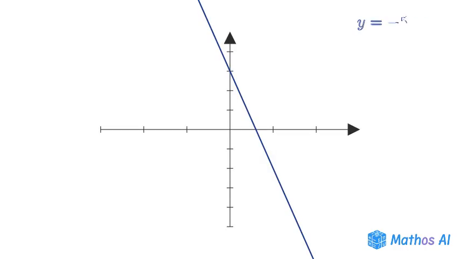This equation is the line's unique mathematical fingerprint. It tells us exactly where the line is no matter how far it extends.